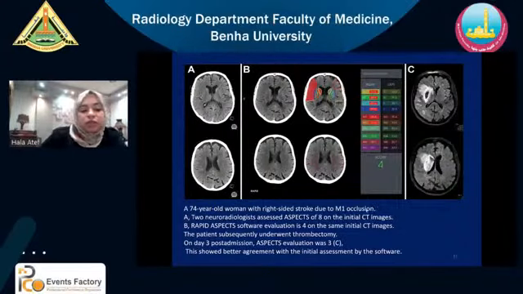As we see here, this is a 74-year-old woman with right-sided stroke due to M1 occlusion. Two neuroradiologists assessed her ASPECTS as 8 in the initial CT image, but RAPID ASPECTS software evaluation gave her a score of 4. The patient subsequently underwent a thrombectomy. On day 3 post-admission, the ASPECTS evaluation was 3. This shows better agreement with the initial assessment by the software.